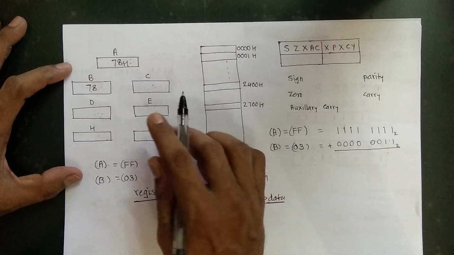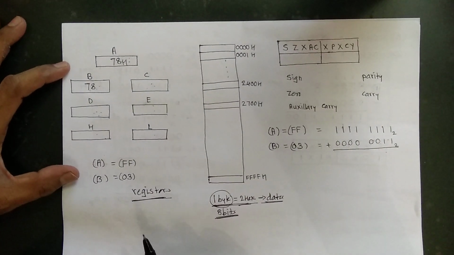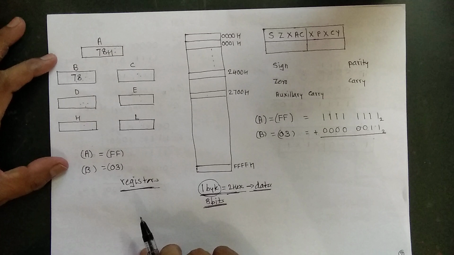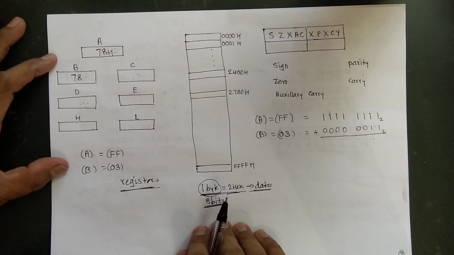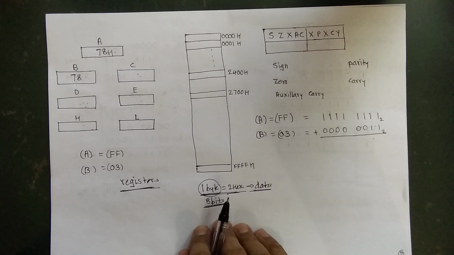First we have to study what the flags are and how the flags get affected in 8085. The flag is a single bit status register. Again I repeat, the flag is a single bit status register. When we use the word register, it means the capacity is equal to 8 bits.